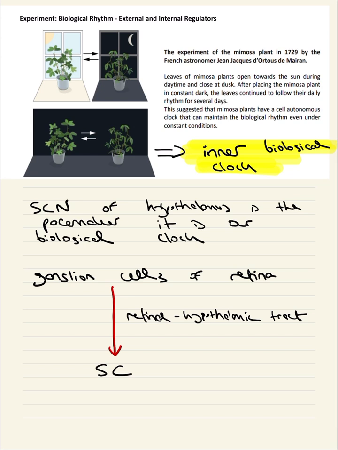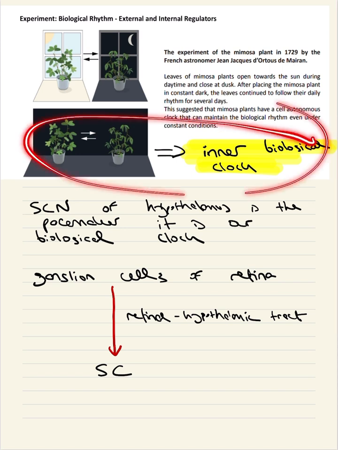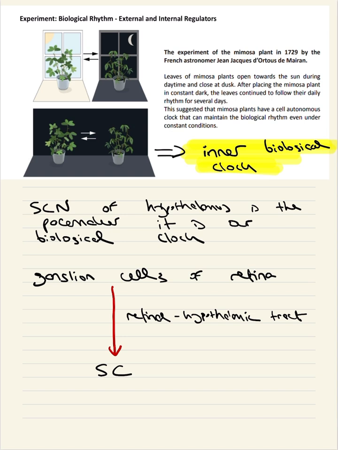Before, it was 12-hour light, 12-hour dark, right? It opens 12 hours, closes for the other 12 hours. So it had a circadian rhythm that was influenced by the external environment, but now even though the external environment doesn't provide the necessary stimulus, it still relies on its inner biological clock to produce its own circadian rhythm. So this is the idea of the circadian rhythm.